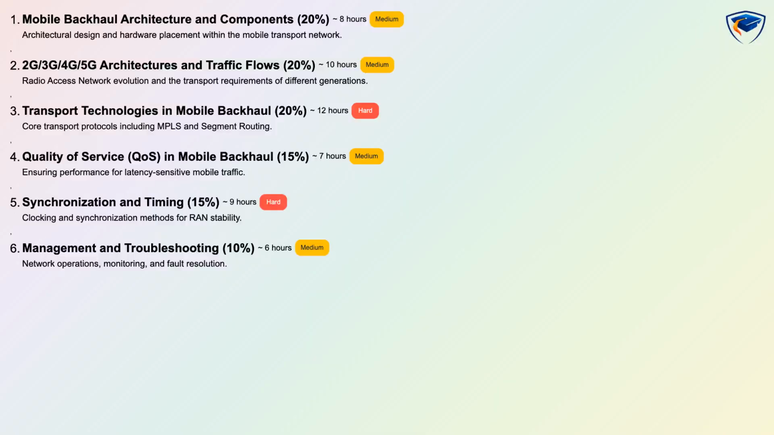This exam covers 6 domains with exact weights. Mobile backhaul architecture and components 20%, 2G/3G/4G/5G architectures and traffic flows 20%, transport technologies in mobile backhaul 20%, quality of service in mobile backhaul 15%, synchronization and timing 15%, and management and troubleshooting 10%. Each domain lists its focus, difficulty, estimated learning time, and assessment type so you can prioritize your preparation.